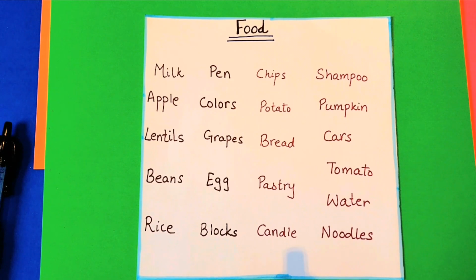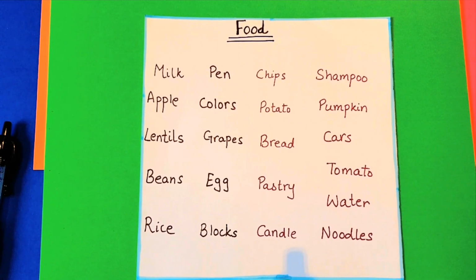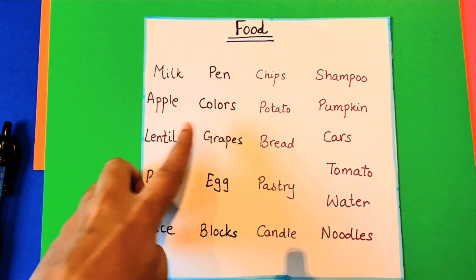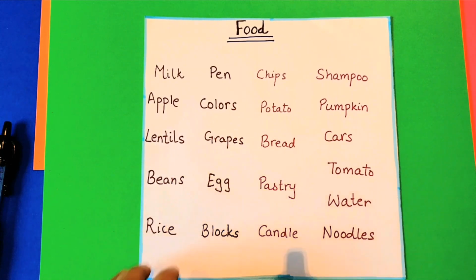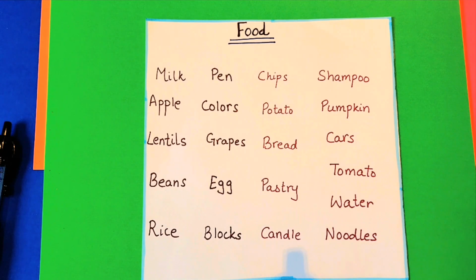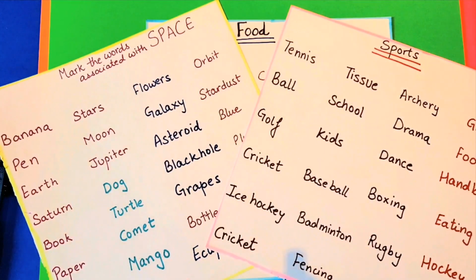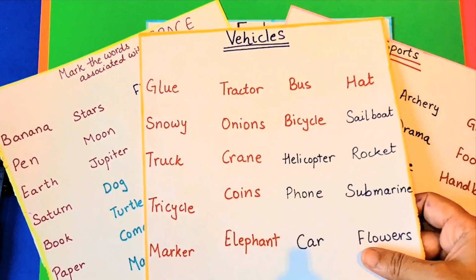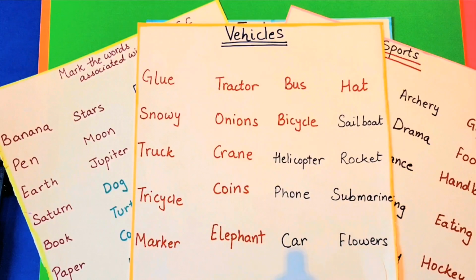These are some great activities that are created for the kids and they will have a great time doing it. So in this food section, definitely you can see we have apple, we have lentils, we have bread and pastry. We have noodles, but we also have cars, we have shampoo, so definitely a no-no for food. So guys, these are very simple, easy to create activities that kids will be very happy to do, and I'm sure parents will be very happy to create.